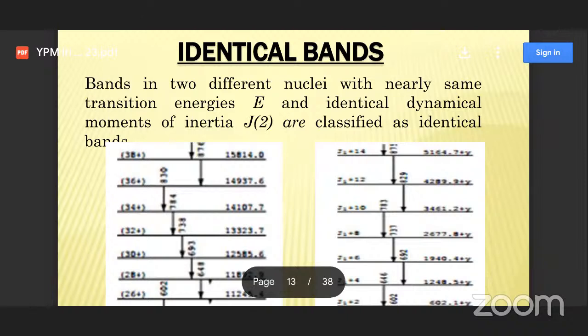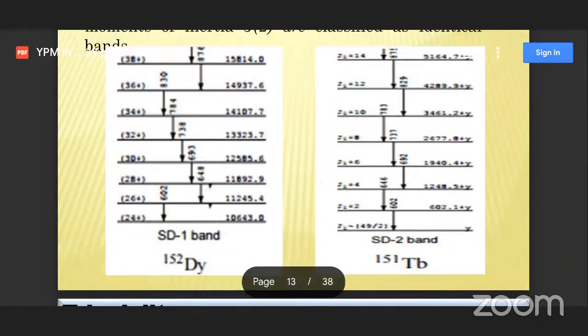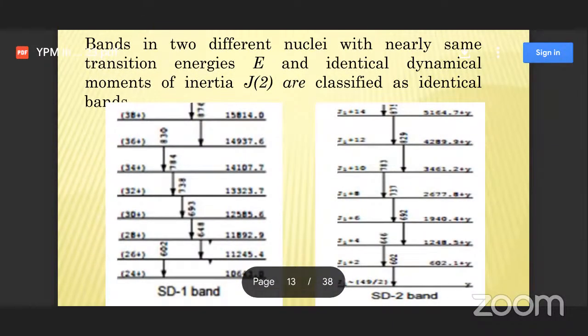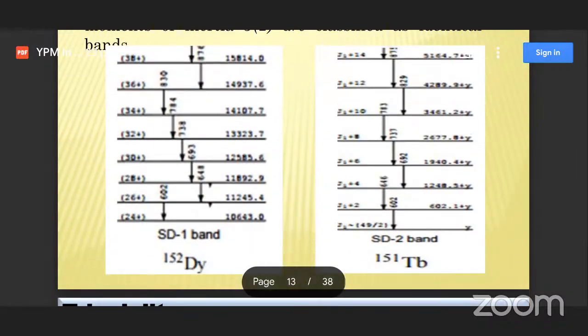Identical bands means those bands in which different nuclei have nearly the same energy and identical dynamic moment of inertia. So this example I have quoted here, in which we can see the transition energies in both the bands are 602, 646, 692, etc. And if we calculate the dynamical moment of inertia, that is also the same.